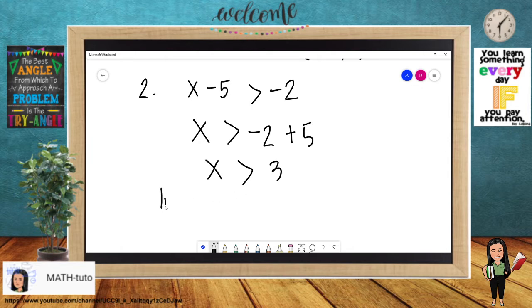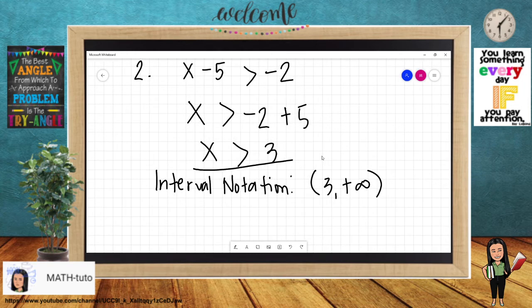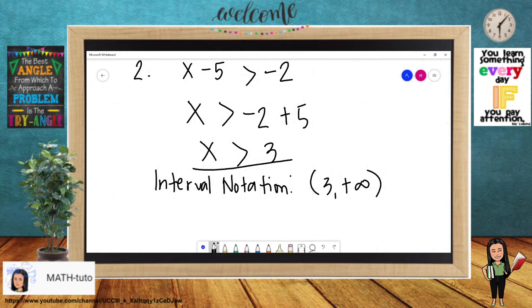Okay, let's write our answer. This is already our answer, by the way. But if the question requires that you write your answer in interval notation, then you need to write it in interval notation, which is 3 to positive infinity.